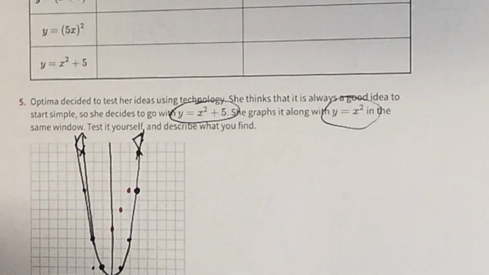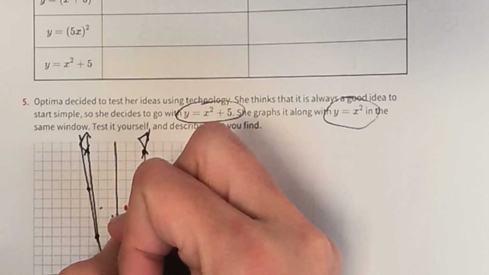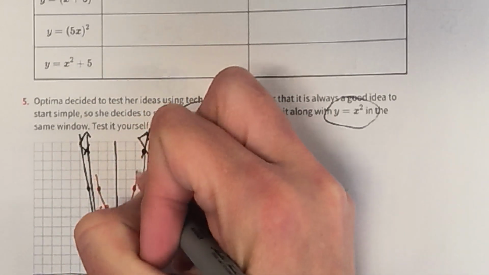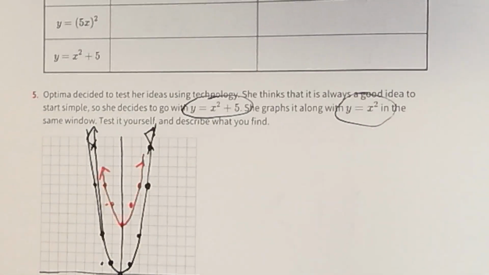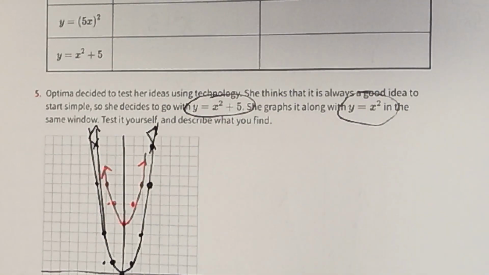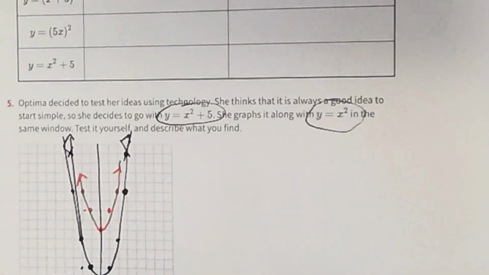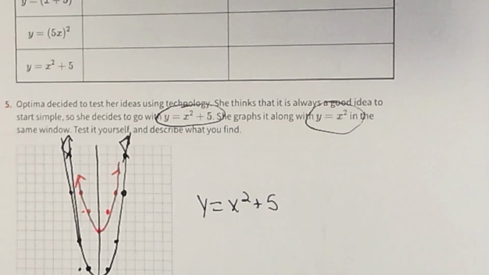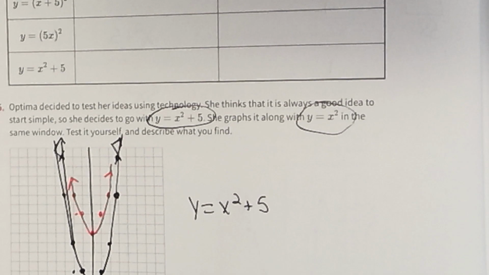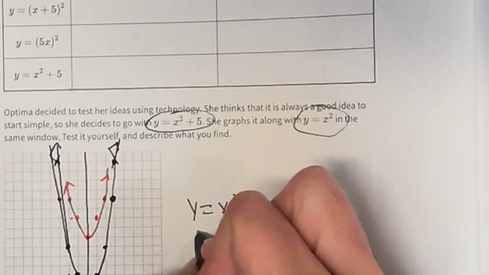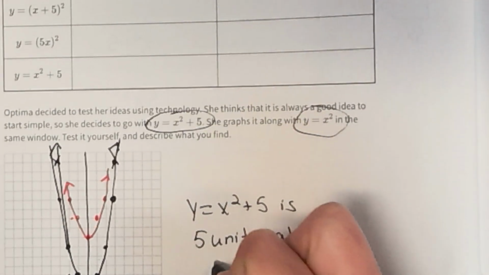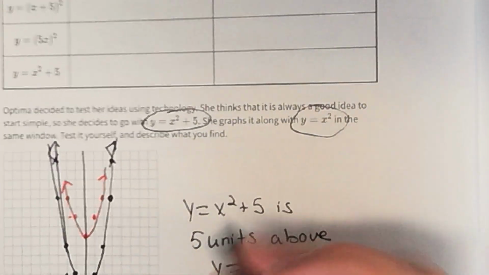Okay. So we've got this one then coming in. All this pressure. All right. So we've got this. And so it's just the whole graph just shifted up just a little bitty bit. Hopefully yours looks a little bit better than mine. Okay, so let's write something in there. So we would say that y equals x squared plus 5 is 5 units above y equals x squared.